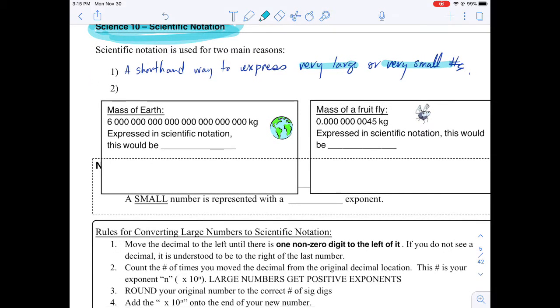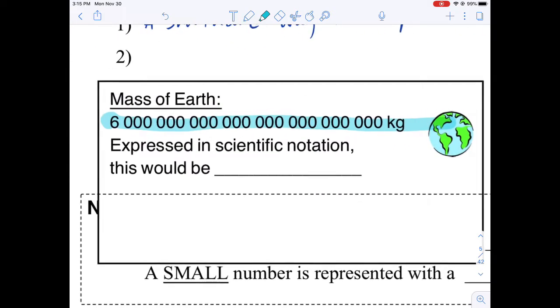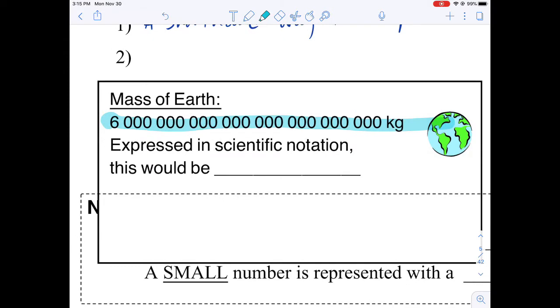So the mass of the Earth here is this crazy number. We're going to take a look at this number. Now, the decimal for this number would go here. And then there are a whole lot of zeros. So I've got 1, 2, 3, 4, 5, 6, 7, 8, 9, 10, 11, 12, 13, 14, 15, 16, 17, 18, 19, 20, 21, 22, 23, 24 decimal places that it would move over.